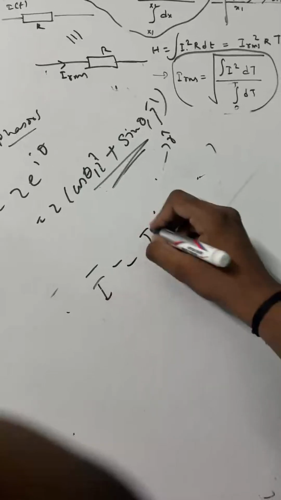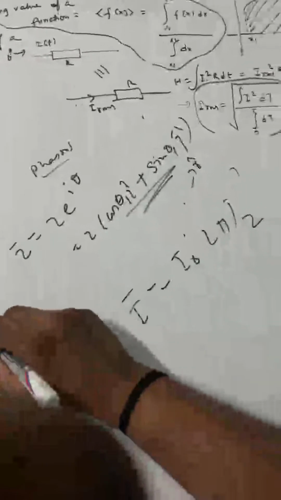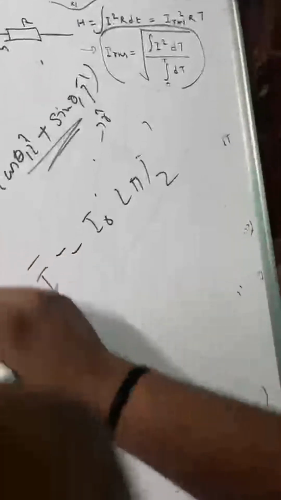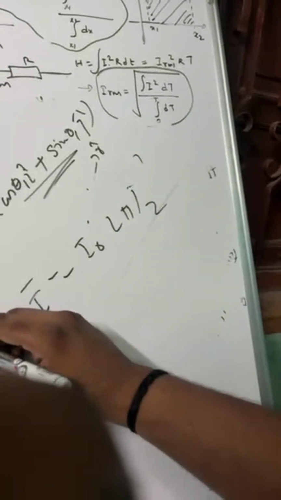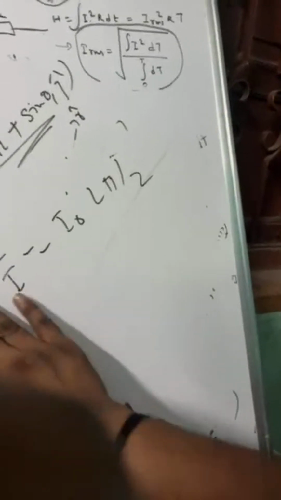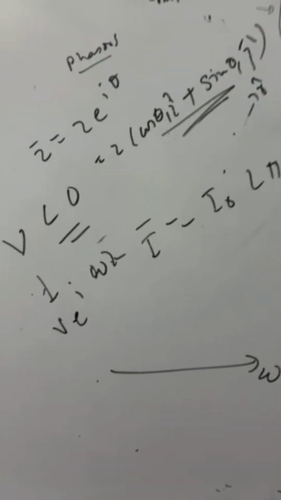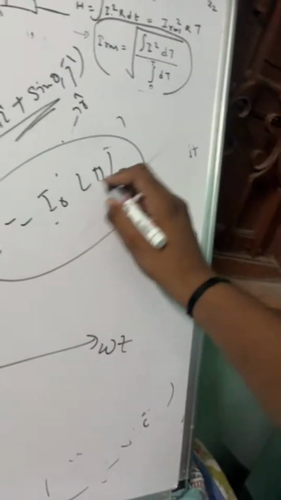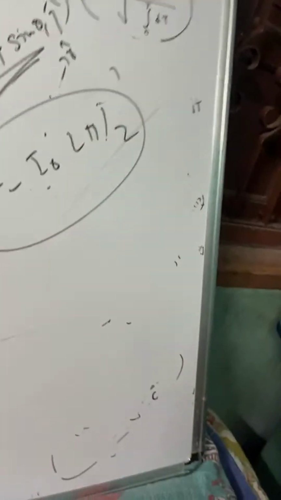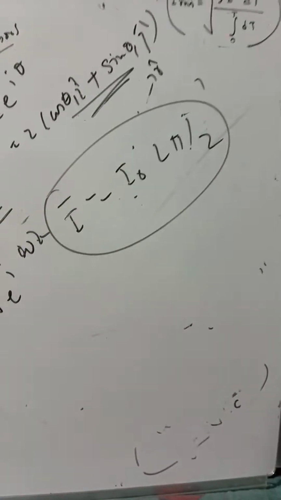So I bar equals I naught angle pi by 2. Listen, if voltage is given, remember here the phase is V e to the power i theta, or i omega t. We are taking omega t as a reference. So taking omega t as a reference, the I dash value will be I naught. It will lead by an angle of pi by 2. It will lead by a phase of pi by 2.